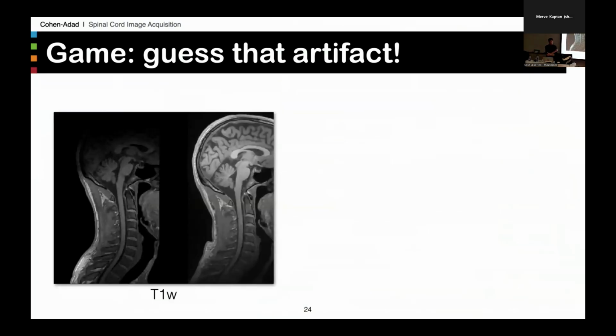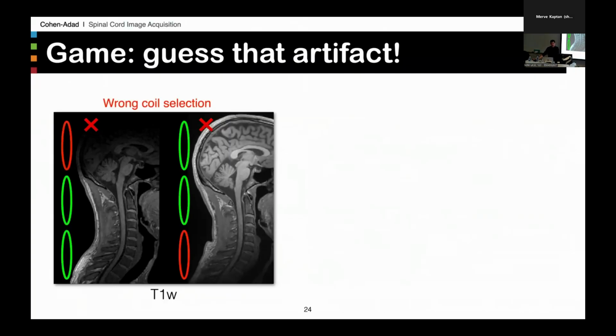Okay, another one. So we think the artifact is on the left. Okay, on the right. I was being very mean here because the issue that you're observing here is kind of happening there as well. So what could be the problem here? Yes. Does it have anything to do with coils? Yes, that's it. It was a wrong coil selection.